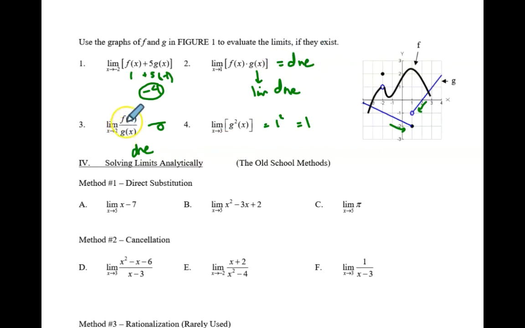For number 3, we can divide our limits only if the denominator is not equal to 0. And in this case, as x approaches 2 of the g function, that limit is 0, so we're dividing by 0, so this limit does not exist. And in number 4, I'm taking the limit of g as x approaches 3, and that is 1, and then I'm squaring 1 and getting 1.